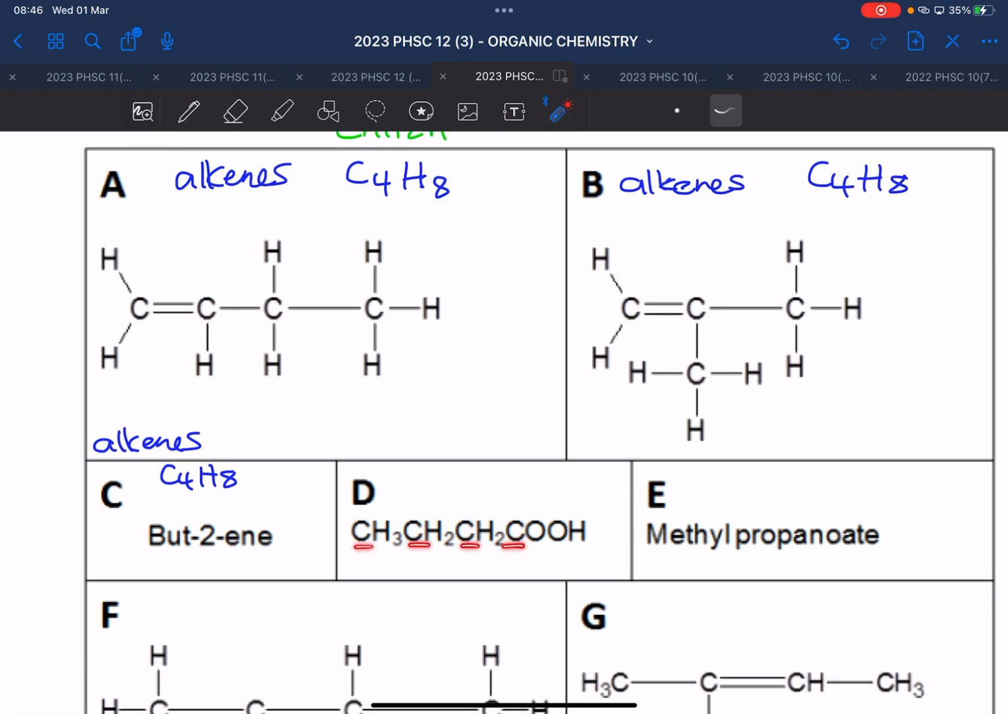C, C, C, C, and then double O, H. Tawana, to which group does this belong to? Yes, the carboxylic acids. And what will the molecular formula be for that one, Antoinette? No, how many C's?